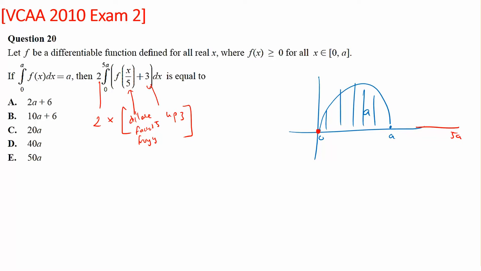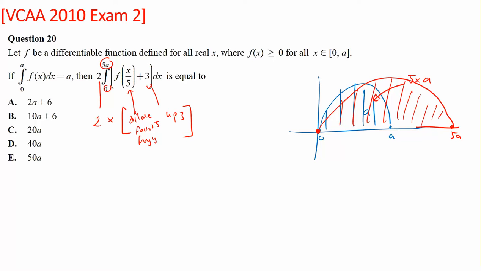It naturally makes sense that it goes from 0 to 5a. You're just dilating. You're stretching this area. You're multiplying this area by a factor of 5, stretching in this direction. So you're actually now just moving this to that side. And that's why the interval is from 0 to 5a. If it wasn't from 0 to 5a, we would have an issue.